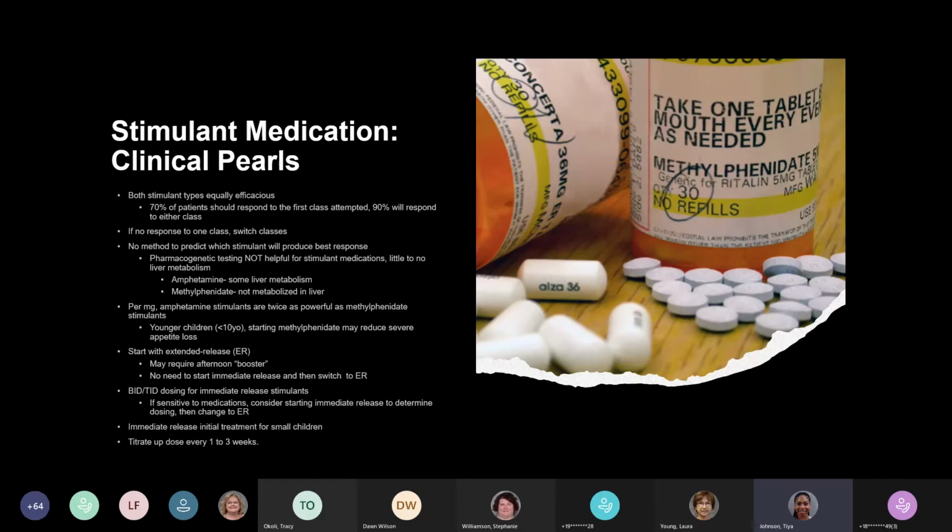Also, in general, start with the extended release stimulants since it's an easier dosing schedule, once a day dosing. But just know that sometimes you may have to do an afternoon booster of the immediate release stimulant in that same class. There's no need to start with the immediate release stimulant and figure out which dose works and then switch to the extended release. You don't have to do that.